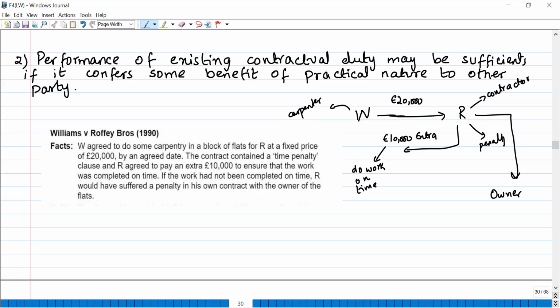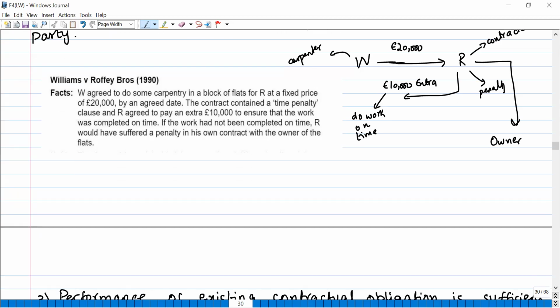It's very interesting. If it is not considered sufficient consideration, then it is not a contract. There's no agreement. If there's no agreement, R is not entitled to pay him 10,000 pounds extra. So that is why you need to understand the logic behind consideration. If you are doing an existing contractual duty, and because of that a third party is getting a benefit, then that performance of existing duty will be considered sufficient consideration. So in that case, the judge ordered R to pay 10,000 pounds extra to the carpenter.